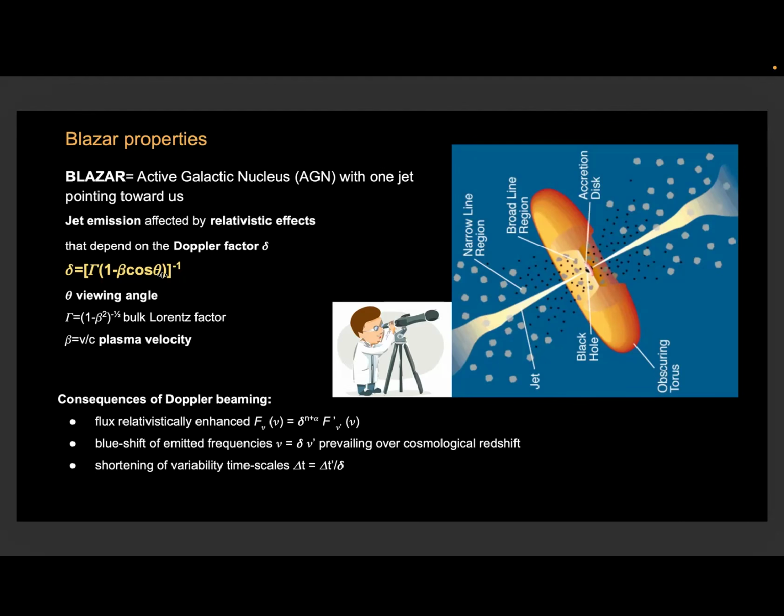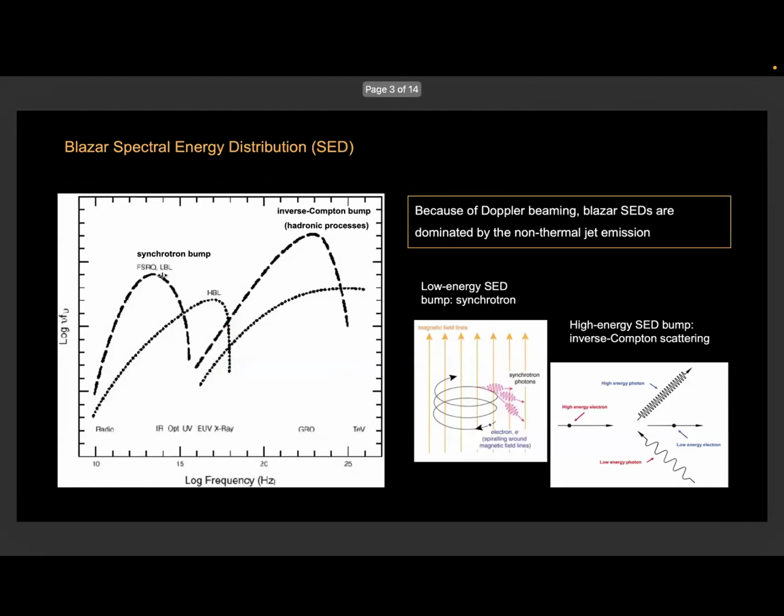And then the emitted frequencies get blueshifted, and the variability timescales get shortened by a factor delta. This is why blazars are known to be bright and very variable objects. Because of the Doppler beaming, the jet emission prevails.